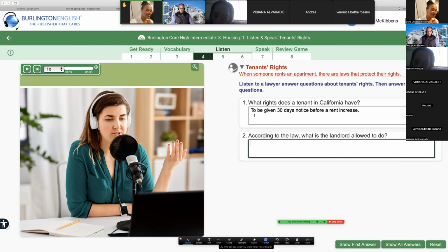When you leave the apartment, you must check all the things is good because... Oh, no. The number 2 is, according to the law, what is the landlord allowed to do? Return security deposit after she moved out. But she didn't receive the... No. You're answering a different one. You're telling the story, but you want to look at the question, number 2. So number 2 right there says, according to the law, what is the landlord allowed to do?